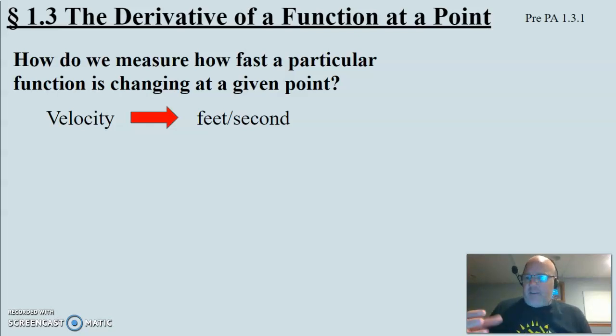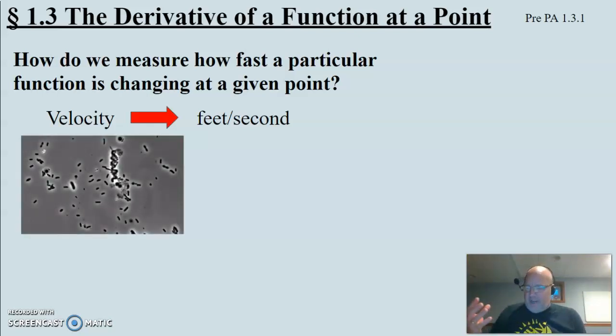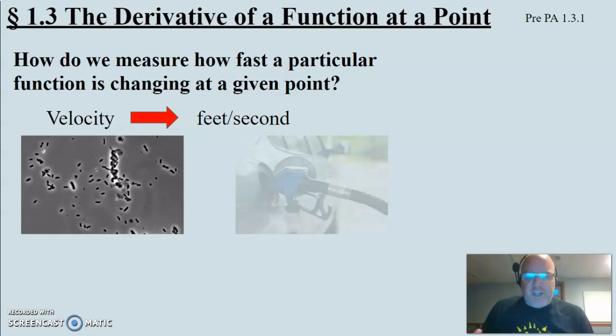And those velocities were measured in feet per second. But the reality is that it doesn't have to be a position function of a moving object. There's a lot of things that change in the world besides a ball being thrown through the air. Let's imagine a petri dish, and we're looking at the number of bacteria in the petri dish, and we're measuring how quickly or how fast the number of bacteria is changing.